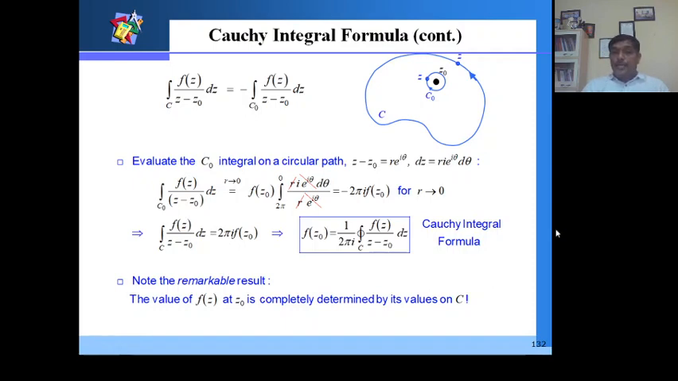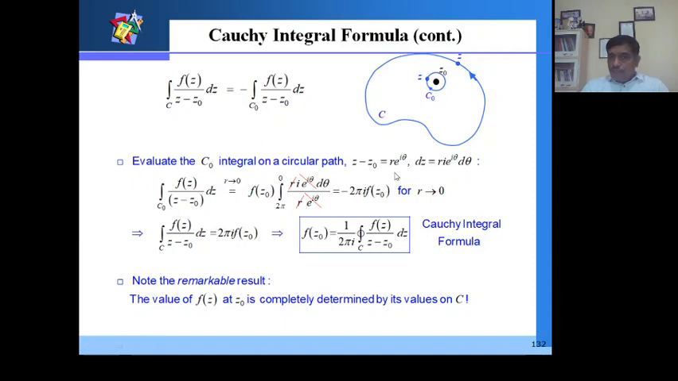Then r e power i theta, if you differentiate with respect to theta, e power i theta gives i e power i theta d theta. Then these things can be substituted in this function, because around c naught, the integral of f of z divided by z minus z naught dz is equal to f of z naught. Then it is a circle, 0 to 2 pi, r i e power i theta d theta, because z minus z naught is r e power i theta.